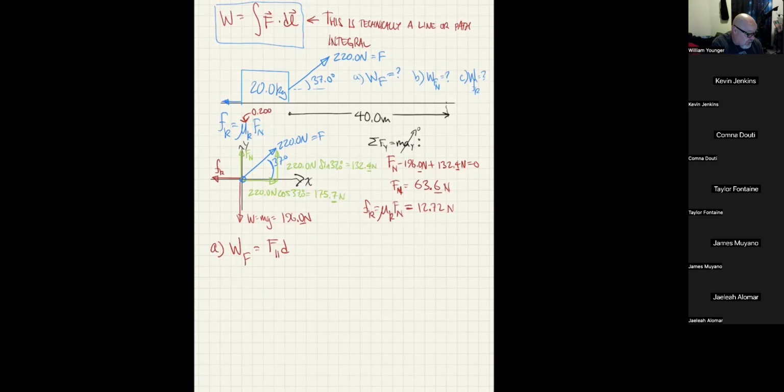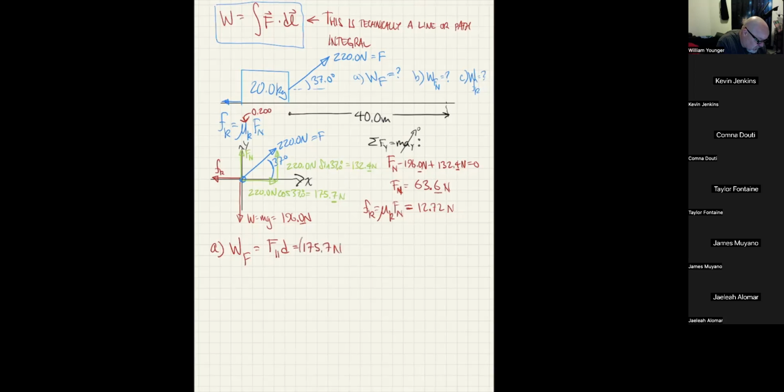I could realize that F and the displacement vector D, which is essentially this black line intercepted by the 40.0 meters, I could just do 220 newtons times 40 meters times cosine of 30, and that would give me the exact same result. But I'm not doing it that way. I'm just going to use what I told you works earlier, which was the component of F that is actually parallel to the displacement.